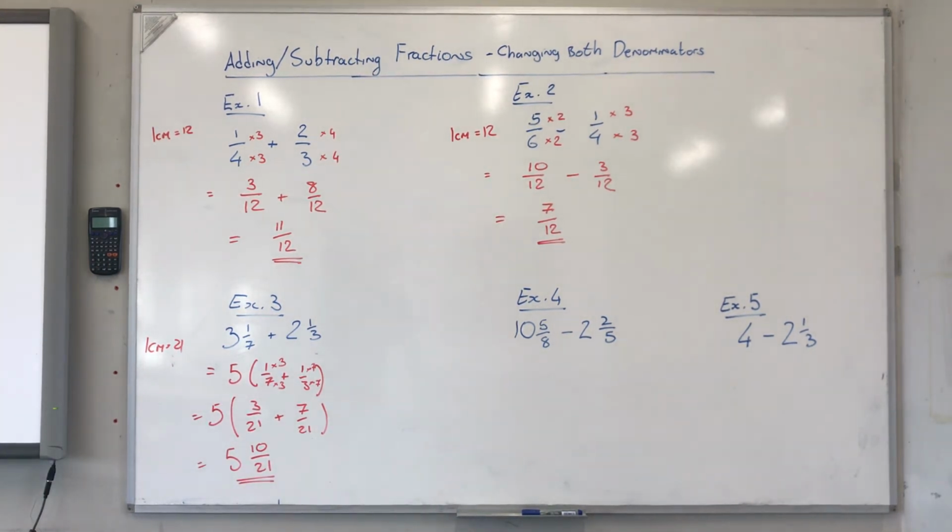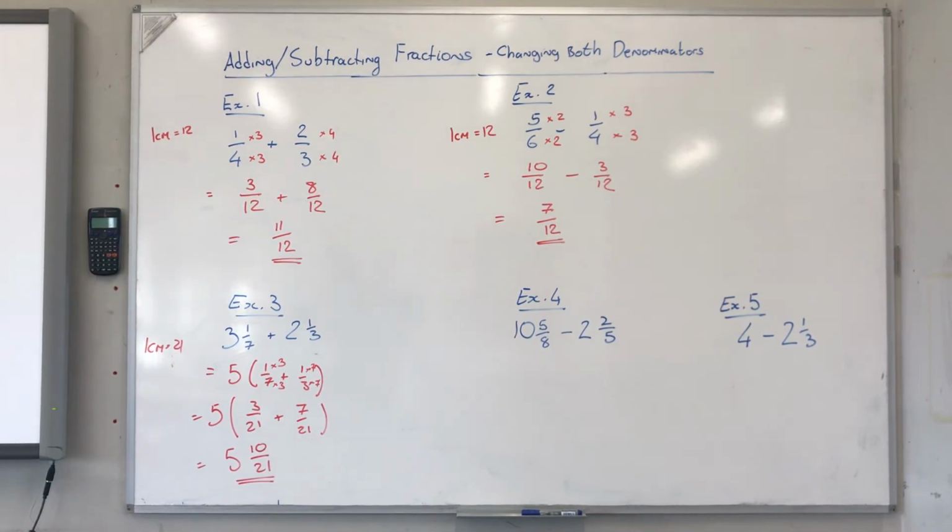So there, what you can see is I multiplied the 7th by 3 for the numerator and the denominator, and I multiplied the 1/3 by 7 for the numerator and the denominator, and that gave me 3/21 plus 7/21, which gives me 5 whole numbers and 10/21. Okay? So let's look at the next one.